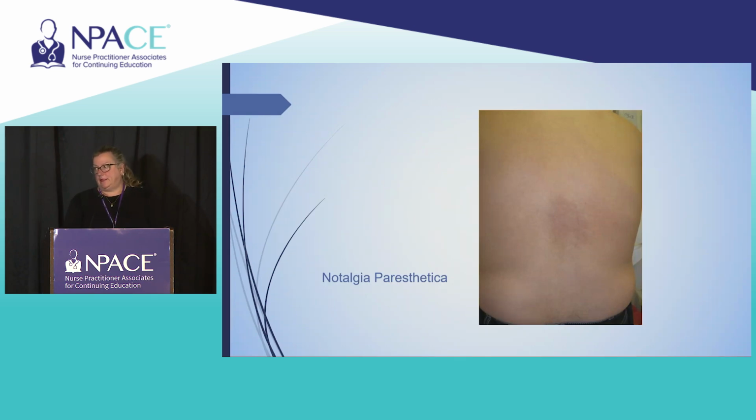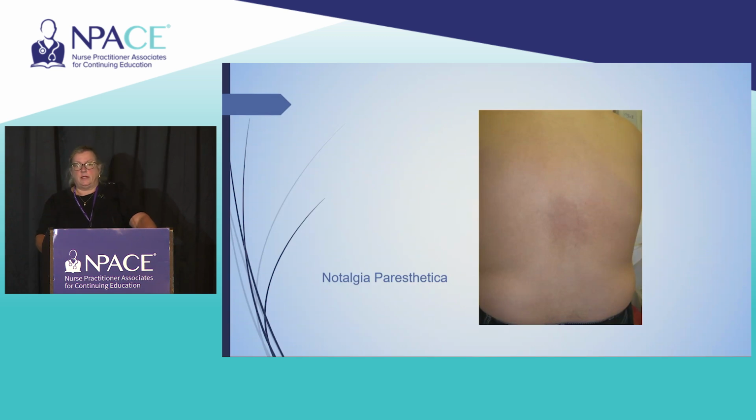It is the best. So notalgia paresthetica is just a smooth, ill-defined, hyperpigmented patch on the skin. And it'll be at the upper back or it'll be at the dorsolateral forearm. And you can't feel it. You can just see it. But the problem is caused by a pinched nerve.